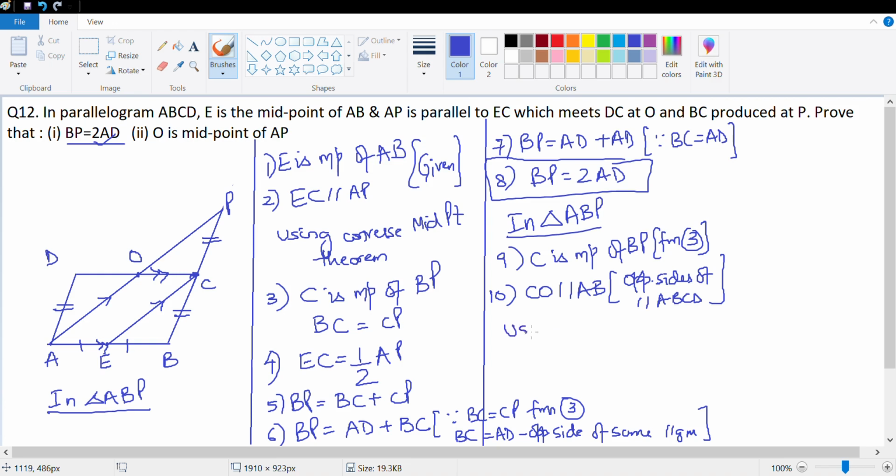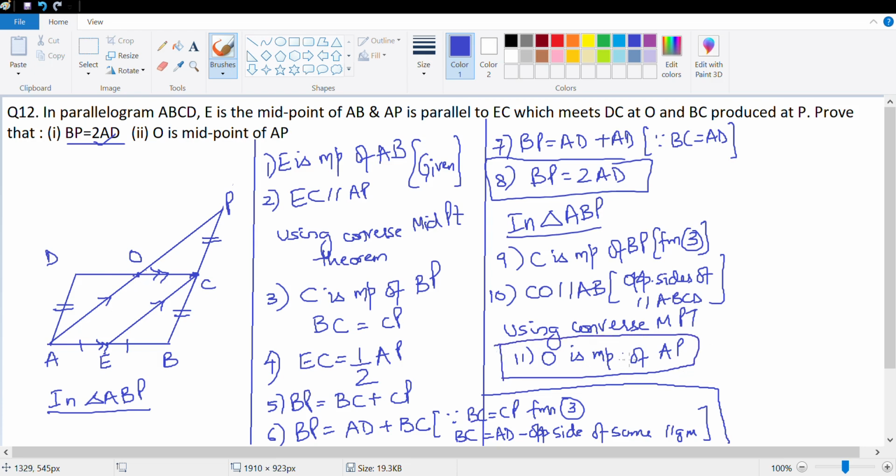Perfect, which means using the converse midpoint theorem, I get number 11. Let me just mark a line here. So this is the previous one, and I didn't do a neat job. Doesn't matter. Number 11: if I use the converse midpoint theorem, I get O is midpoint of AP. Right. So if this is midpoint and this is a line parallel, O would be midpoint of AP. Perfect. So I've got my second part as well. That finishes this question for me.